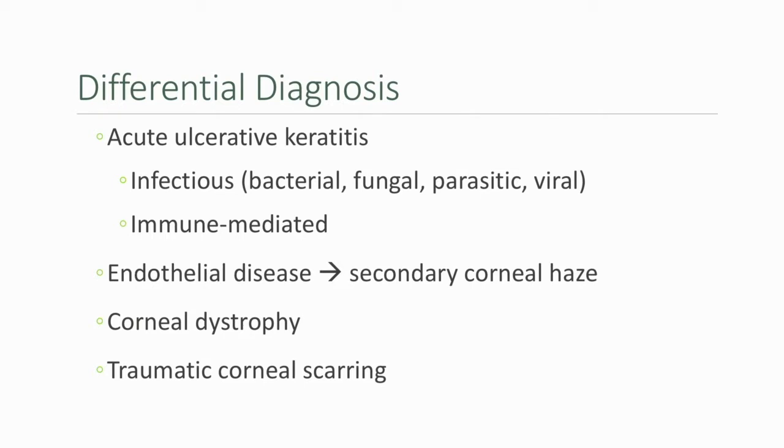And then you also have to differentiate from other things that can be found within the cornea that are not interstitial keratitis. Probably the most common would be ulcerative keratitis, which can again be infectious or immune mediated, but has the ulceration, the epithelial involvement, and the necrosis. Sometimes endothelial disease can lead to secondary corneal haze, which can be tricky and look like it's an interstitial keratitis. There can be corneal dystrophies or traumatic corneal scarring that can be confused for IK.